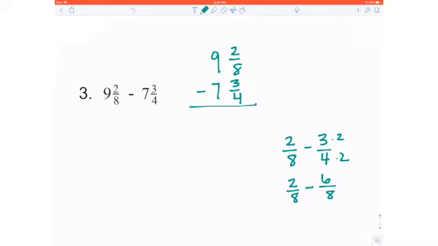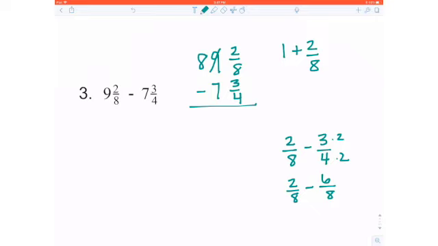Well, wait a second. 6 is too big. We're going to get a negative here. Okay, what do we do? Well, we can borrow from the whole number side. So when we borrow from the whole number side, this becomes an 8, and we're adding a 1 to the 2/8. Sorry, not to this, to the 2/8. So 1 plus 2/8.